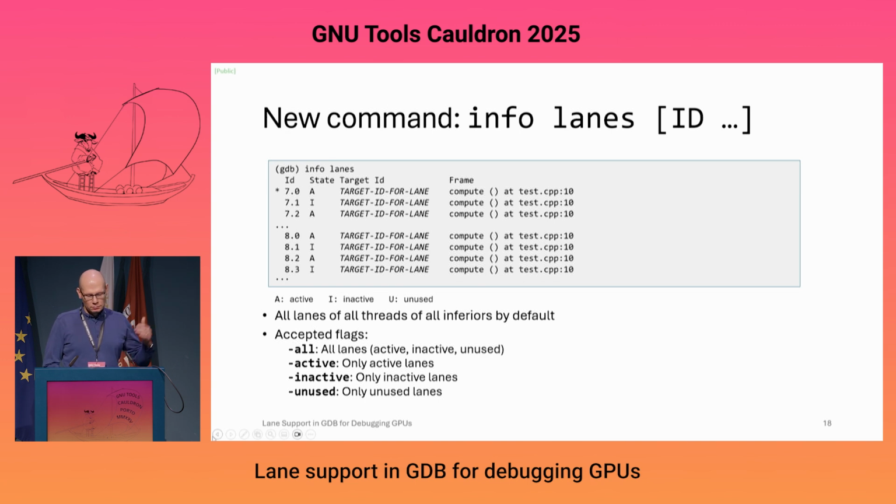The ID in this example, for instance, what you are seeing is a tuple, a pair, which is the thread ID dot lane ID. If there were multiple inferiors, there would again be the triple that we saw in the previous slide.